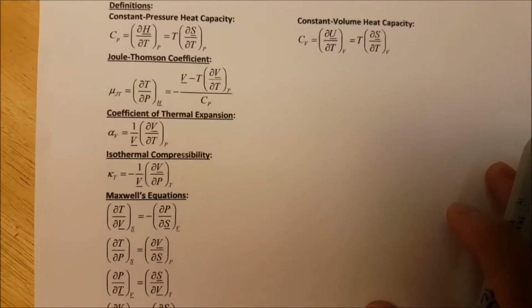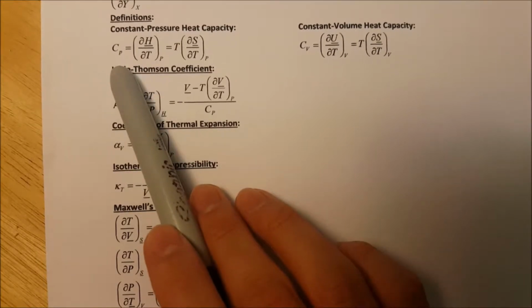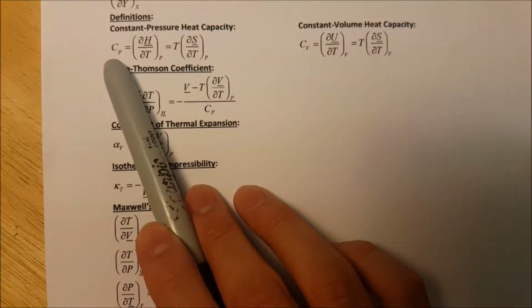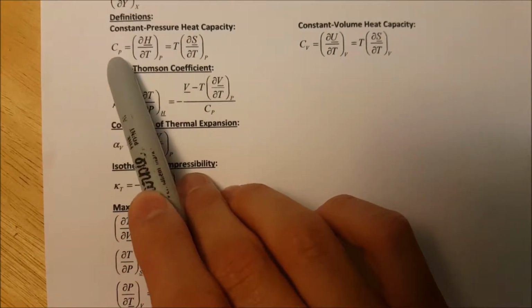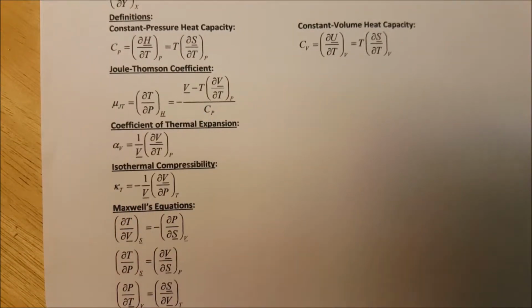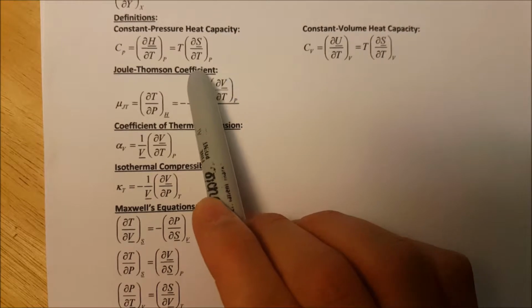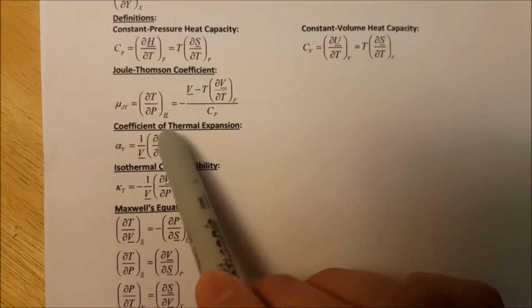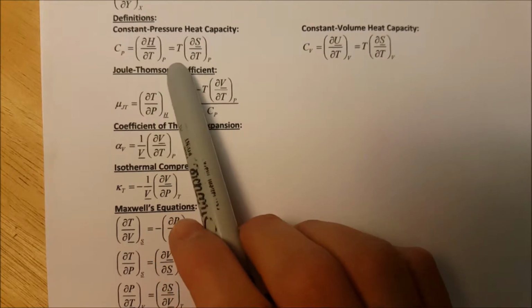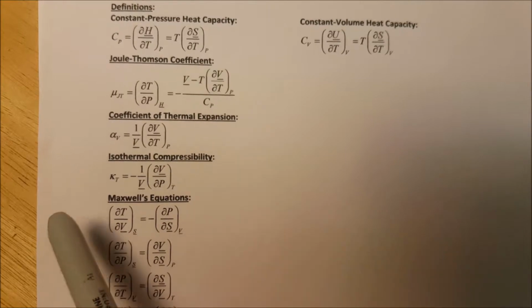Over here we just have some definitions of properties that you might want to know. So heat capacity with pressure constant is equal to delta H delta T with P constant. You may know that one already. This one's a little more obscure and may be derived by your professor or not, but this is also equal to temperature times the change in specific entropy divided by the change in temperature with pressure constant.